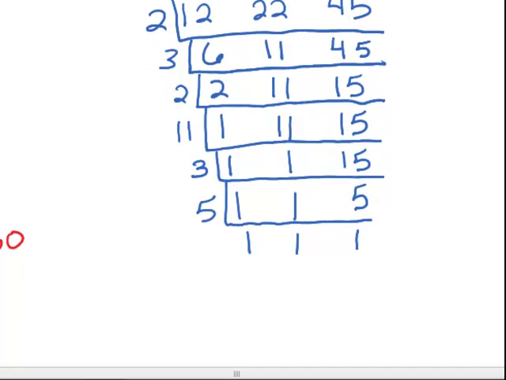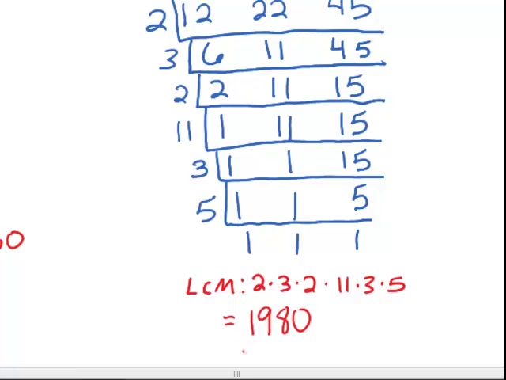So the least common multiple for this one is a little bit long. We're going to take all the numbers down the left side, so 2 times 3 times 2 times 11 times 3 times 5. And we multiply those. We got 2 times 3, which is going to give us 6, times 2 more gives us 12, times 11 is going to give us 132, times 3 is going to give us 396, and then times 5 gives us a total of 1,980. Pretty big number, but I don't think it was that hard to find.